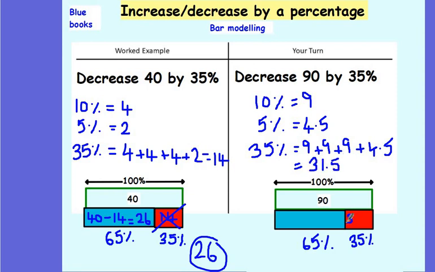We're getting rid of that 31.5, which leaves me with 90, take away 31.5, which is what, Lucy? 90 take away 31.5. 58.5. Great, thanks Lucy. So the correct answer was 58.5.